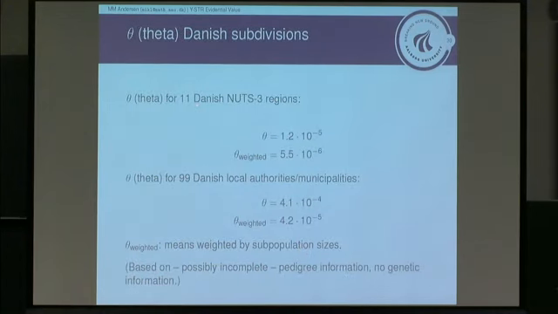So that's for the 11 regions in Denmark. You can also do a finer grid of another geographical subdivision, having 99 regions instead, of municipalities. And there we get a theta value that is 4 times 10 to the power minus 4 instead, and equally you can weigh it again.